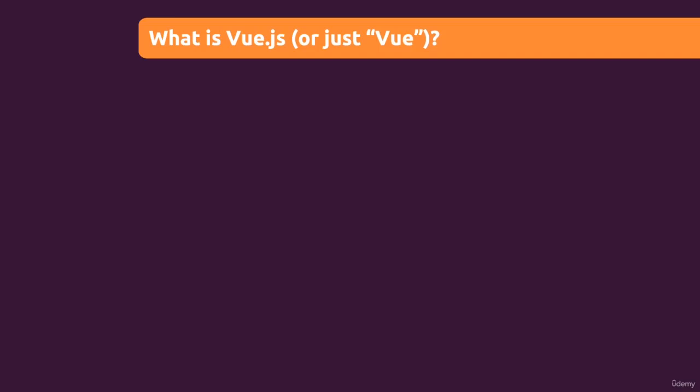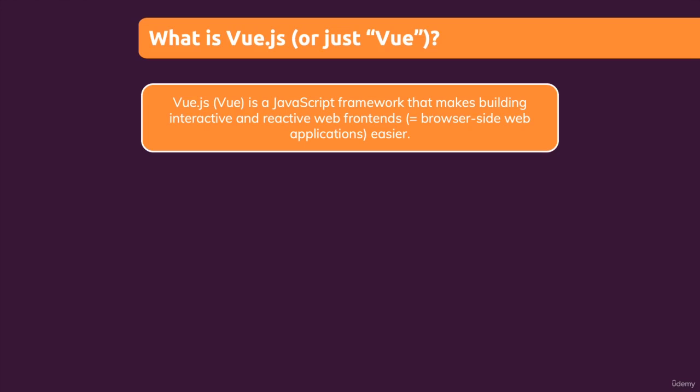So, what is Vue Js, or just Vue as it's also called? Vue Js is a JavaScript framework that makes building interactive and reactive web frontends, which are basically web applications that run in the browser, so in the end what the user sees, easier. This is a nice sentence, and it would be a correct definition, but it might not be too helpful. So let me make this a bit clearer, and let's highlight the important parts here.